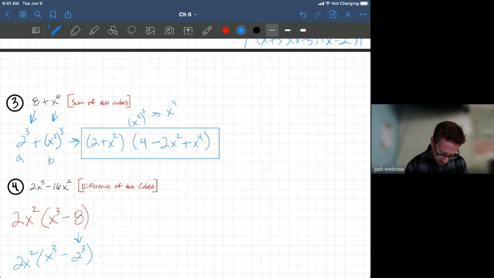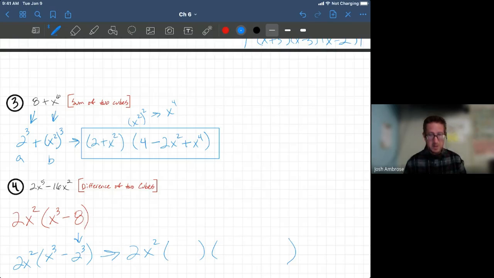All right, now let's keep moving. So we got 2x squared. We're going to have the binomial, and then we're going to have the polynomial. All right, so use that chart. We do a minus b. All right, so what is a? a right here is just x, and b right here is just 2. So a minus b is simply x minus 2.